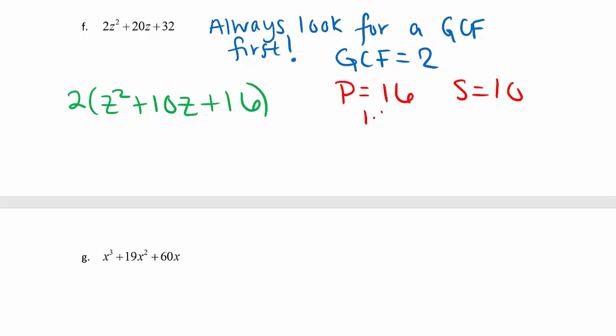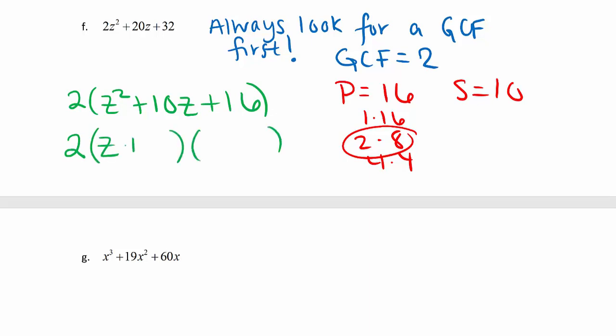So let's see, it could be 1 and 16, 2 and 8, 4 and 4. There we go, the 2 and the 8 add up to give me 10. So for my final answer, I have to keep that GCF, that 2, in front of the problem, and then it would be z plus 2, z plus 8.